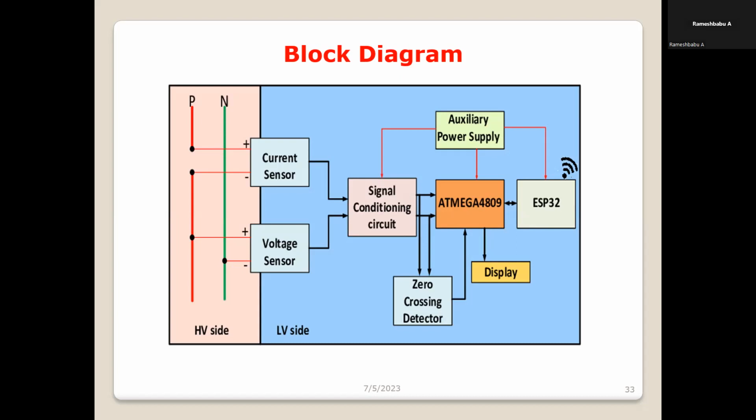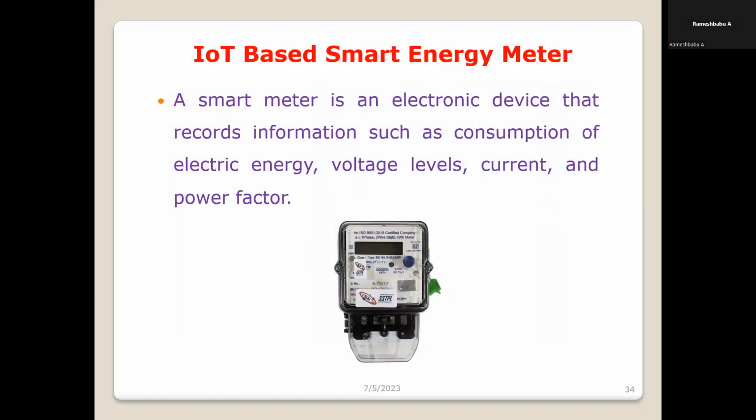ESP32 is technically just this chip. Modules and development boards that contain this chip are often referred to as ESP32. This is a Wi-Fi technology, from Espressif Systems. Based on this, we can make IoT-based smart energy meters.